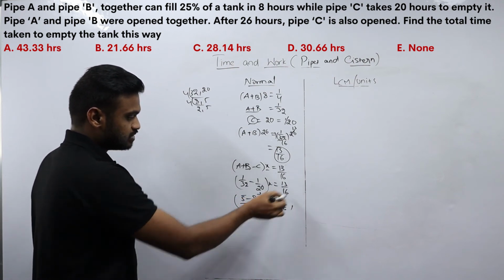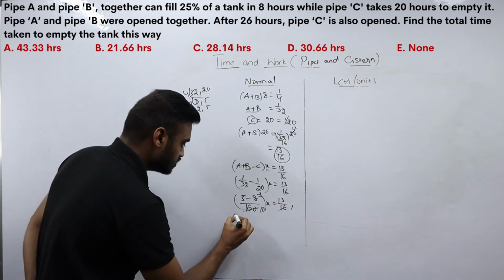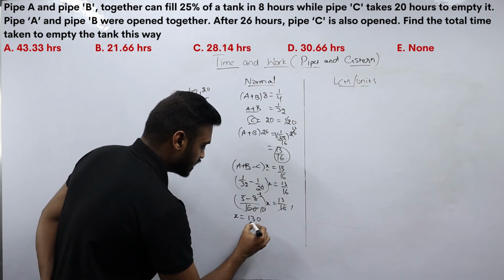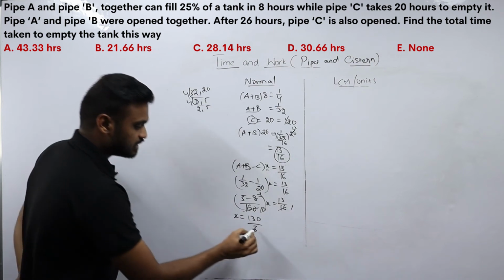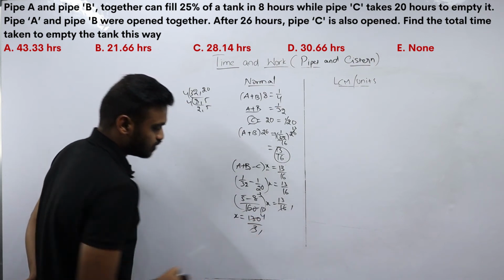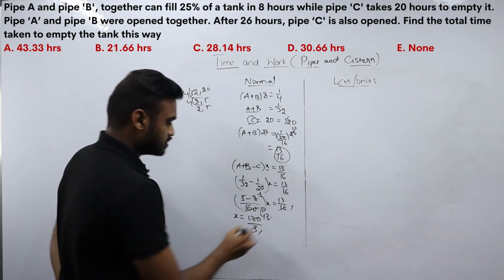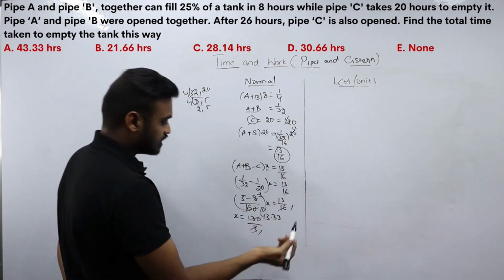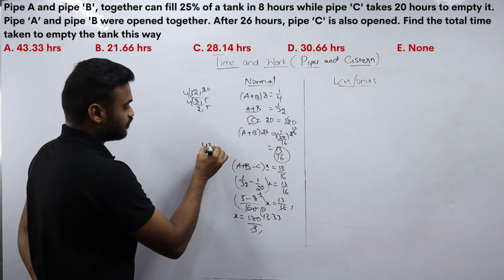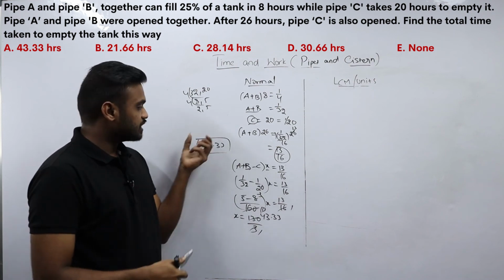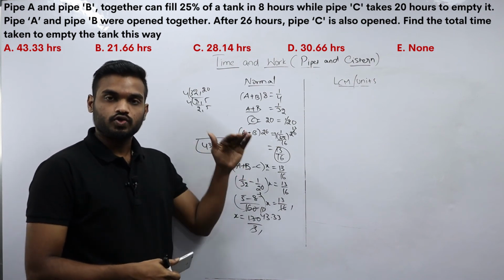So if I send this 10 to the right hand side, I will get X equal to 13 into 10, that is 130/3. So if I divide this, 3 4s are 12, and there will be 1 here, and 10 3 3 is 9.33, okay, 43.33 hours. So it takes totally 43.33 hours to empty the total tank.